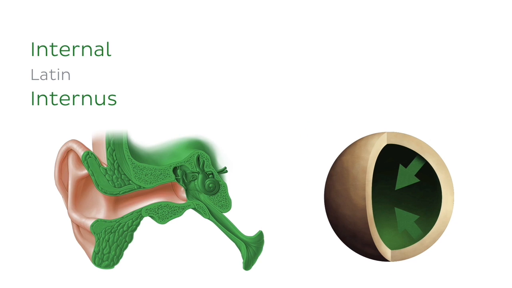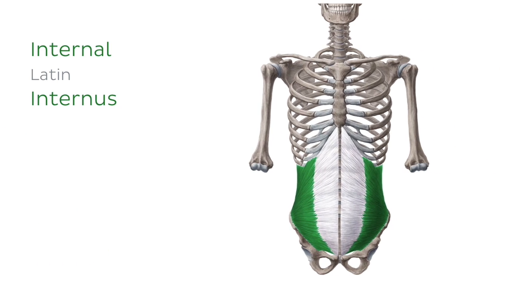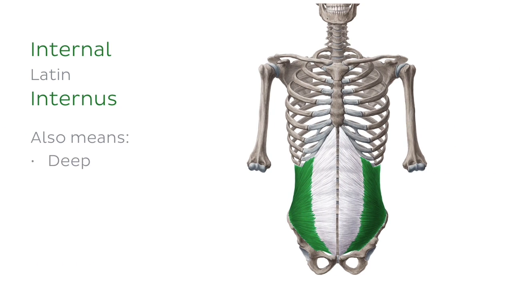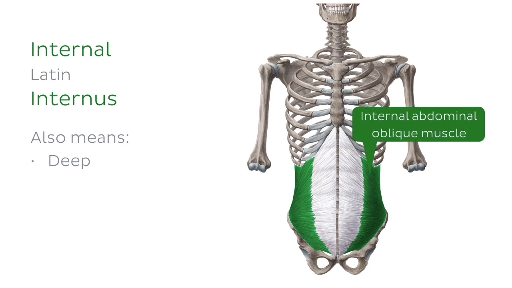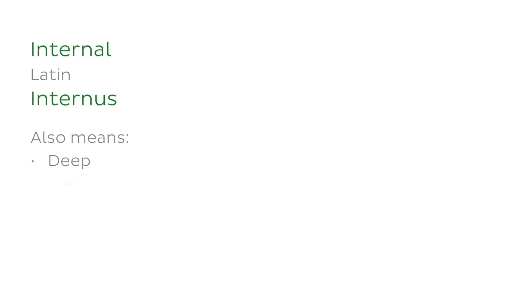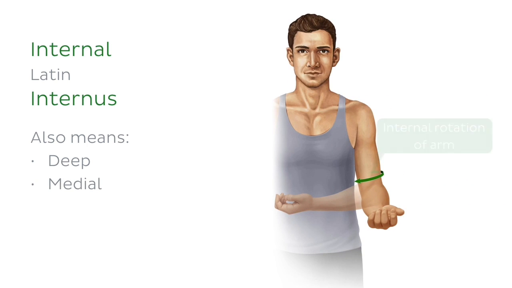With this in mind, you can see why internal can also have a similar meaning as the term deep, such as the internal abdominal oblique muscle, which lies deep to the more superficial external abdominal oblique muscle. And similar to what we just saw with the term external, internal can also sometimes mean medial, for example, internal rotation.